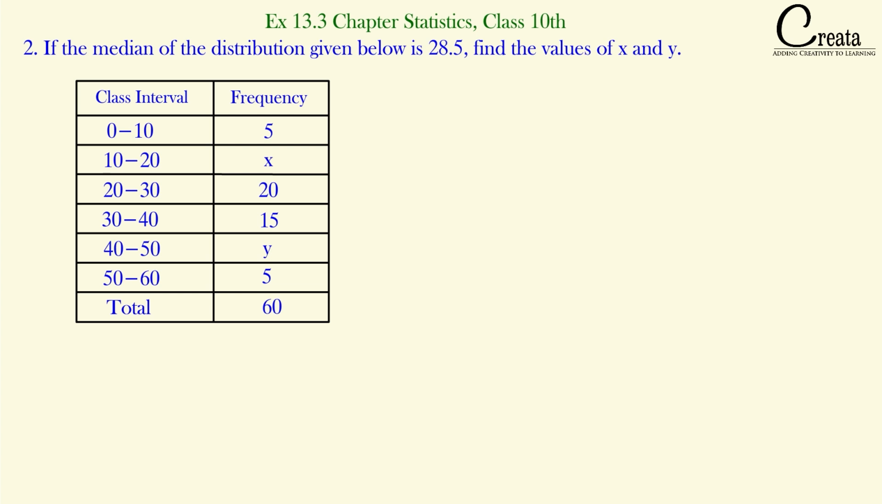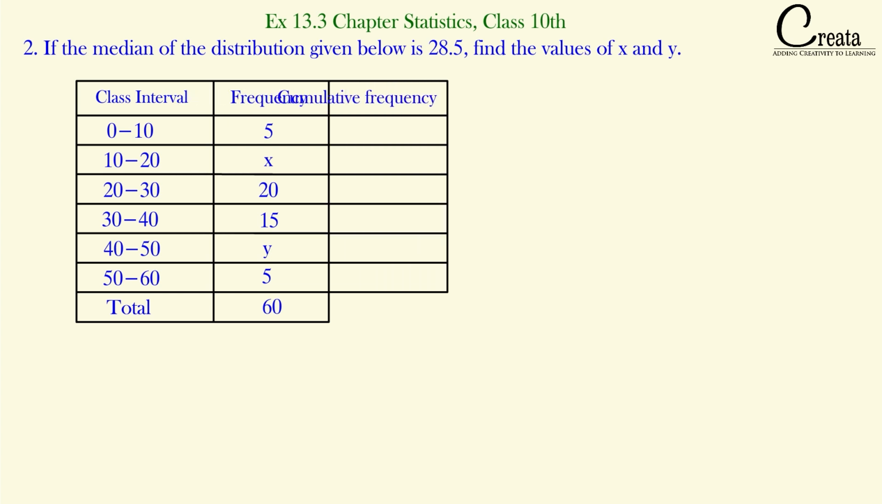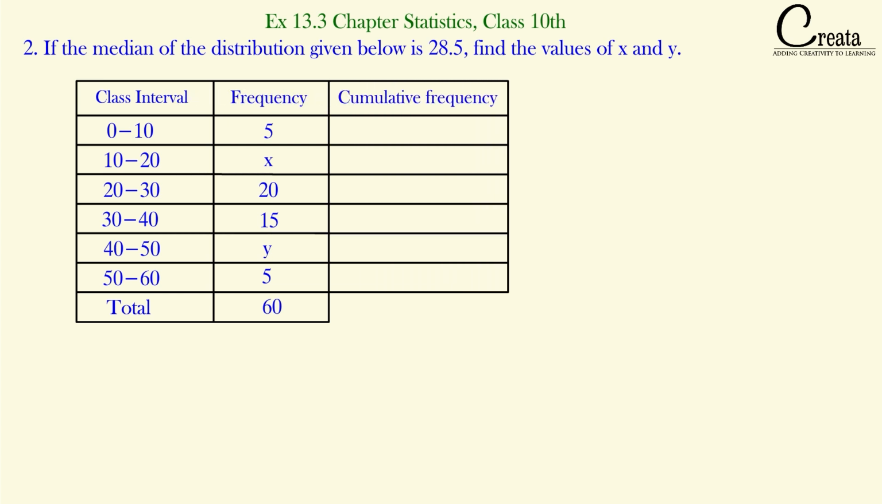Let's see. What is the first step in a question related to the median of grouped data? We add one more column called the cumulative frequency. And what is cumulative frequency? We add the frequency up to the row. If you observe, the first column is the class interval and the second column is the frequency, and we added the third column as cumulative frequency.